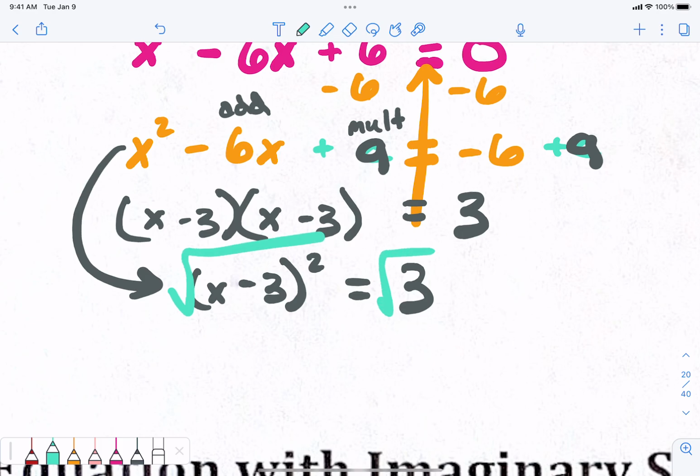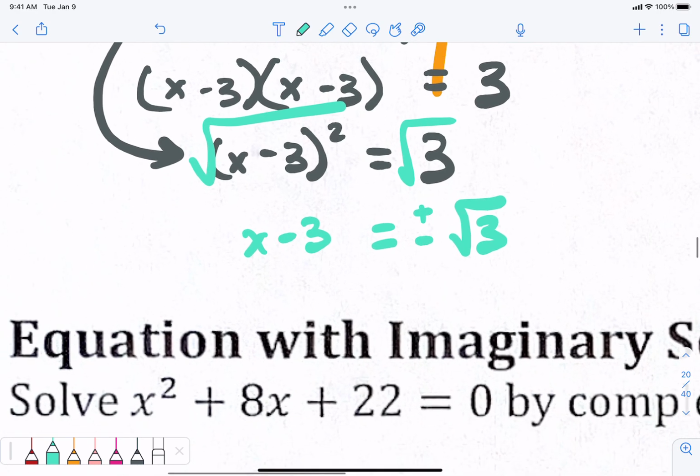But here's the problem. What's the square root of 3? It's not 1.5, because 1.5 times 1.5 is 2.25. It's a bad number, an ugly number. So what we do is we leave it as the square root of 3, but we have to make sure we still include the plus and minus. Then x minus 3 is going to fall out. We did one kind of like this on the notes on Thursday. So if it doesn't come out as a nice square root, just leave it as the square root of whatever that is.